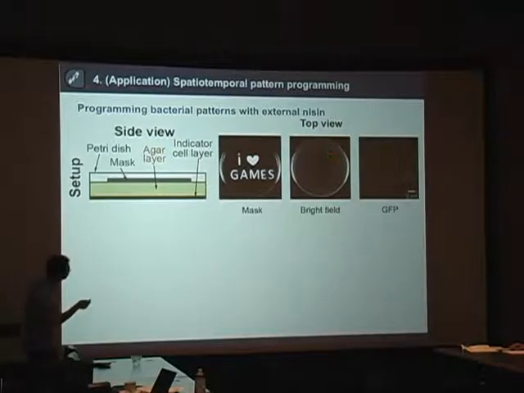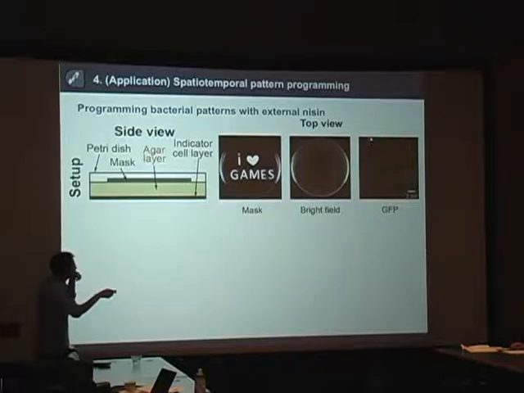That's why, as shown here, we put a mask on top, and at the bottom, 24 hours later, we see the image, where the pattern on the mask actually reflects the growth pattern of bacteria. And we further look at the fluorescence, and indeed you see only the edge of the shape tends to produce fluorescence.